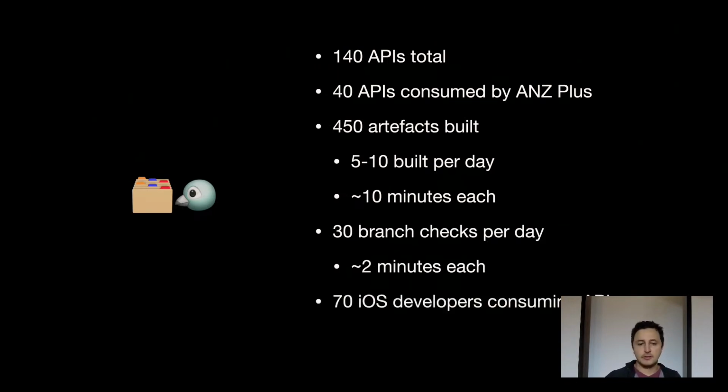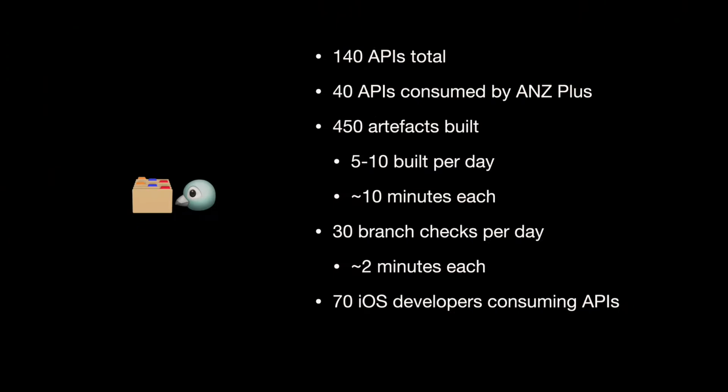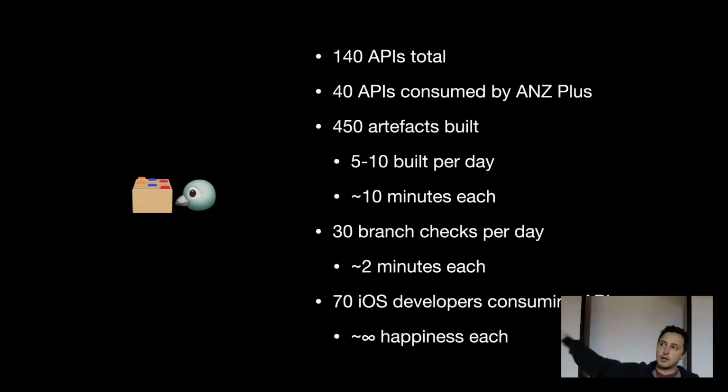One other thing that is important to get a number across is that we have about 70 iOS developers consuming our APIs, and the estimate is that they have an infinite level of happiness. Seriously, everything that we have done from the concept of the API until the artifact arriving and the consumption is automated. A lot of our developers know exactly what's going on, and they are able to generate it themselves if they would like to, but they don't need to. And that just makes everybody's life so easy.